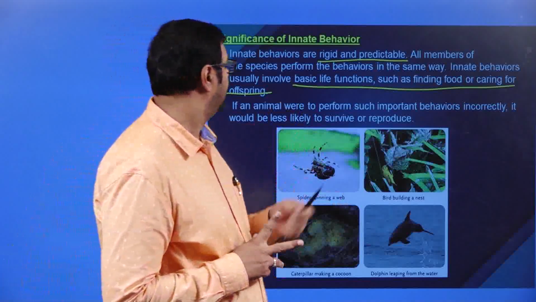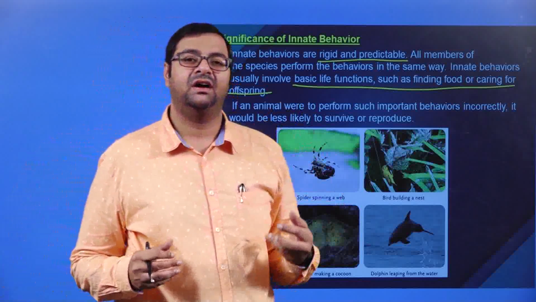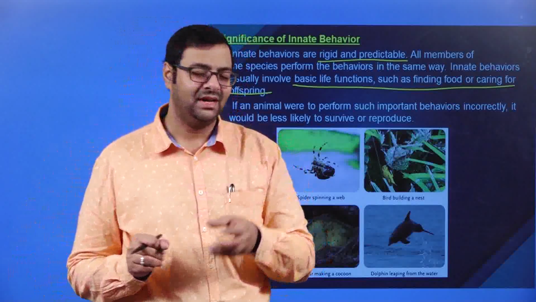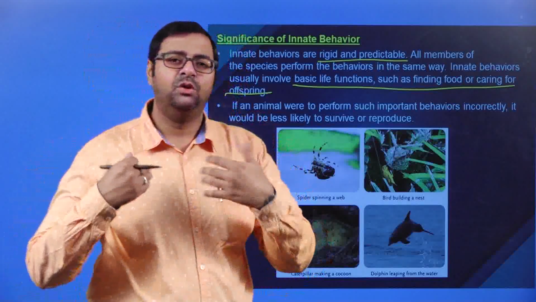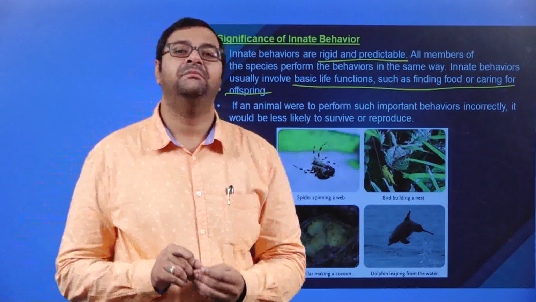And caring for offspring. Now you might have seen if a dog or a cat has given birth to a young one, or even a human has given birth to a young one, they take care of their offspring very, very carefully. Nobody has to teach them. It is an innate behavior.